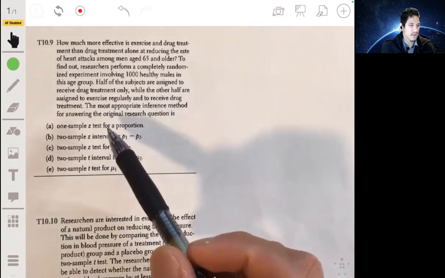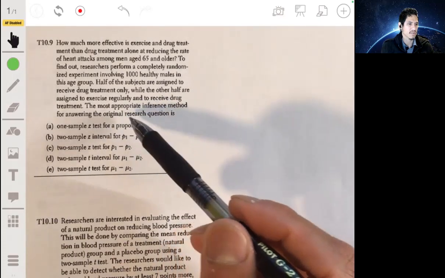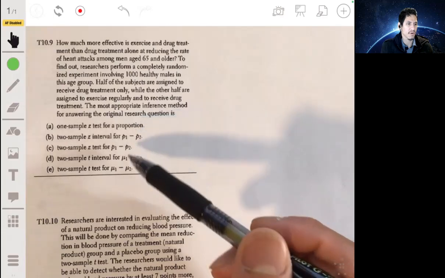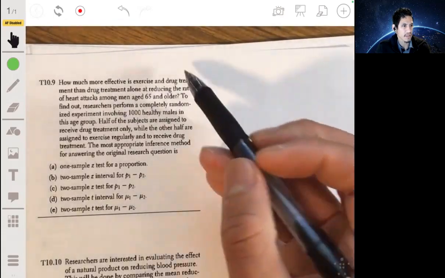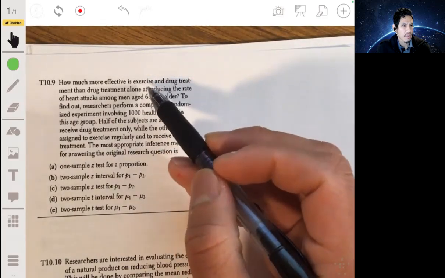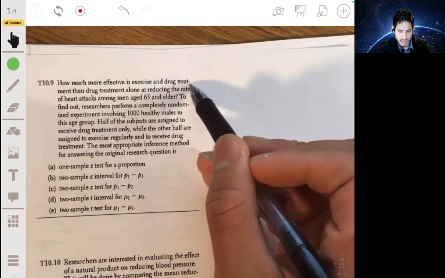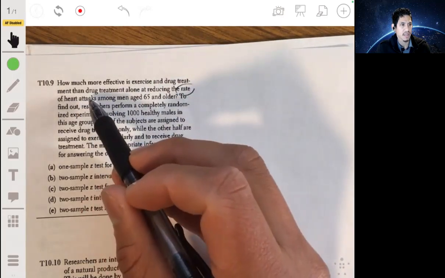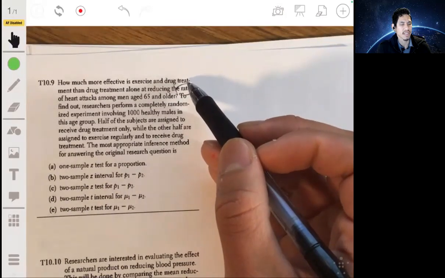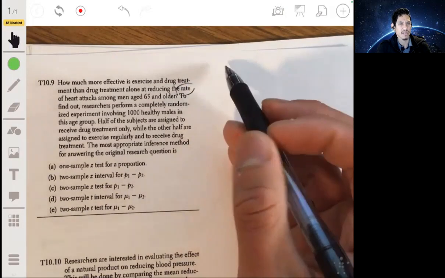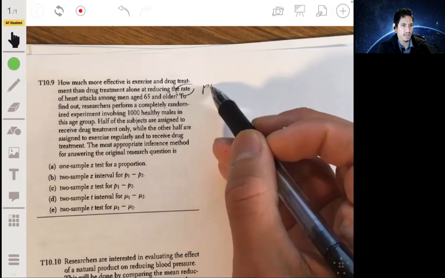Okay, so it looks like we have to figure out which inference method we want. Let's first determine if it's proportion or means. If you read this carefully, it's talking about how much more effective it is at reducing the rate of heart attacks, not the number. This is very tricky. It's saying rate, and rate is another way of thinking of proportion or percentages. So it's going to be proportion.